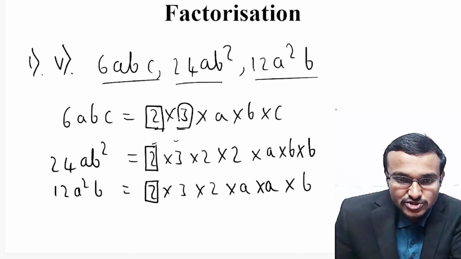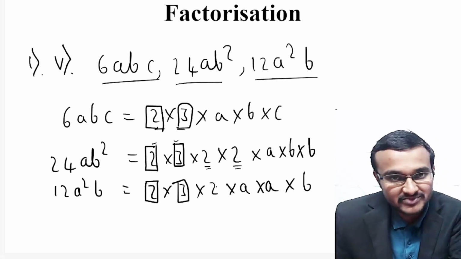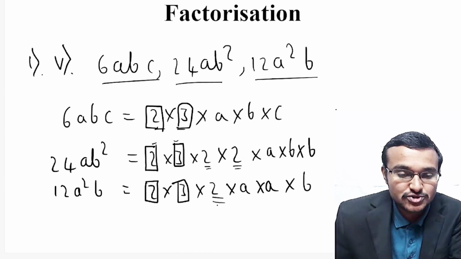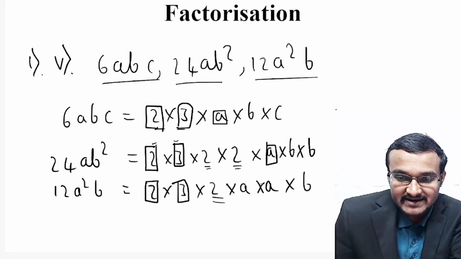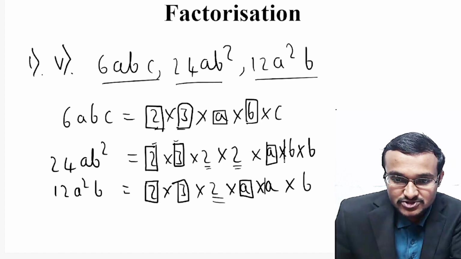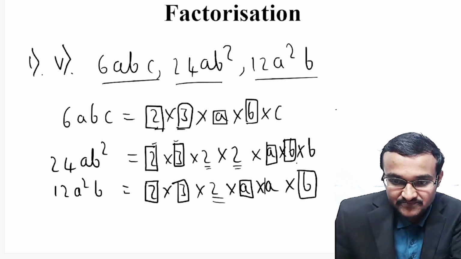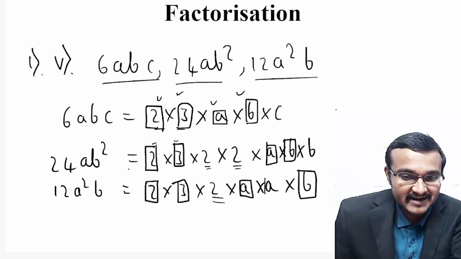Now 3 is also common among all these three terms. So here also 3 is there, here also 3 is there, here also 3 is there. There is no 2 in this particular 6ABC and there is no 2 in this particular 6ABC. So this 2 cannot be the common factor and this 2 can also not be the common factor. Now you can take A as common factor because all three terms have A in it, and B also you can take as common factor. So B, B, B.